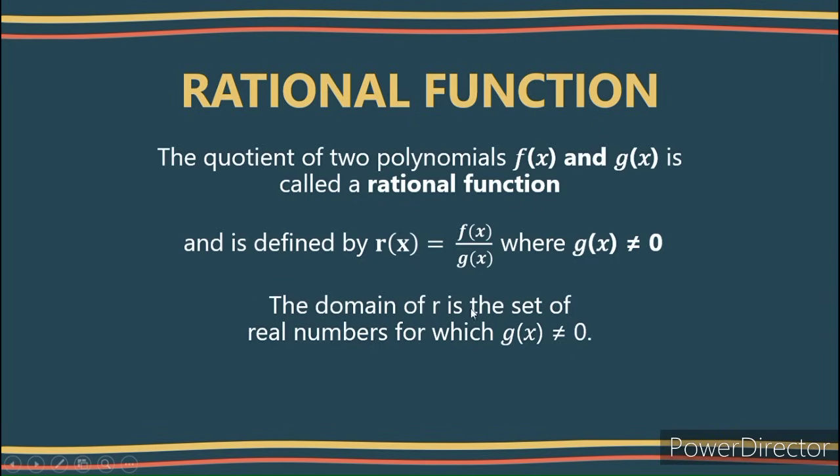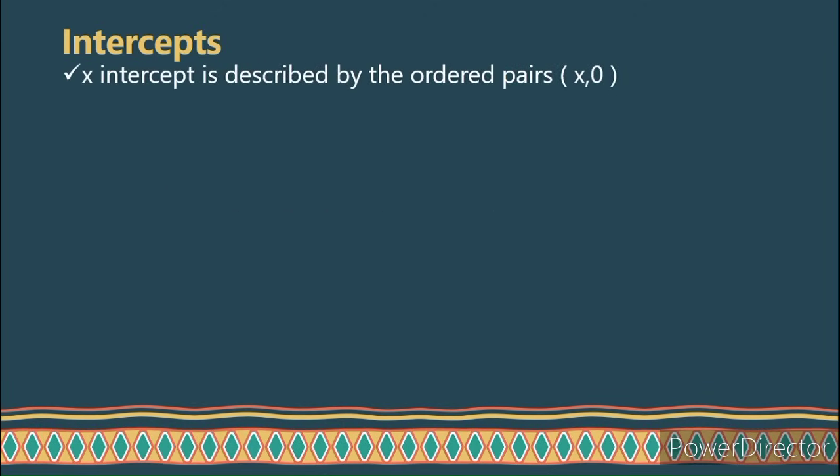The domain of R is the set of real numbers for which g of x is not equal to 0. Yun nga, inulit lang dito. Again, the numerator and denominator should always be polynomials. Two polynomials, f of x and g of x. Okay. Next, intercept. Ano naman yung tinatawag na intercept?